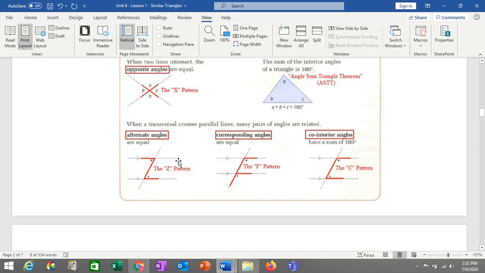Alternate angles is sometimes called the Z pattern because you can sometimes draw it as a Z. This only works if these 2 lines are parallel. And we can see those lines are parallel because there are lines indicating the property of being parallel there. So if those 2 lines are parallel, then the angle here and the angle there are going to be the same.